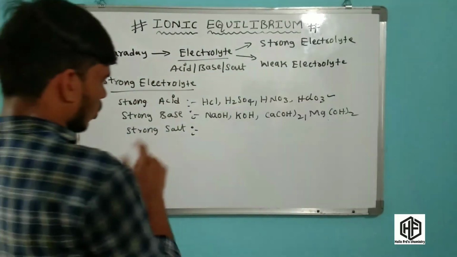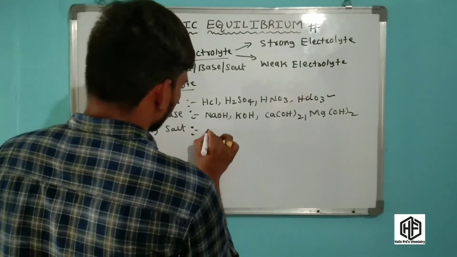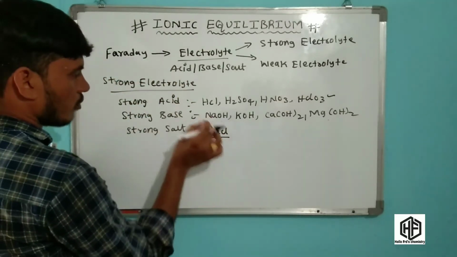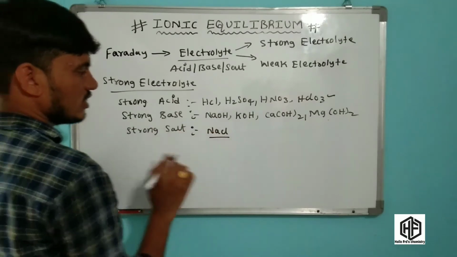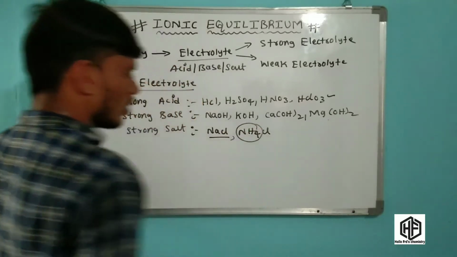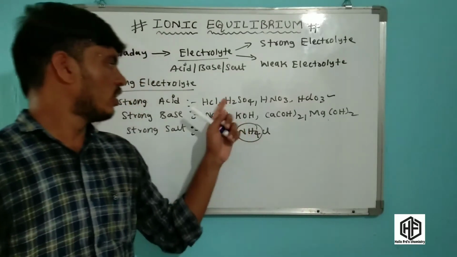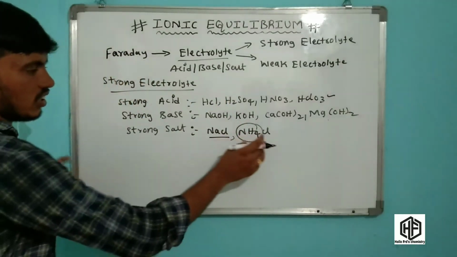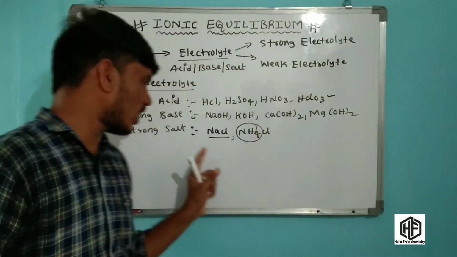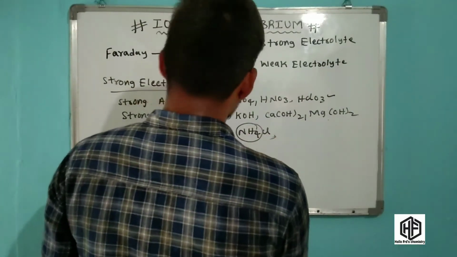Now one more example of a strong electrolyte or strong salt is NaCl. Friends, NaCl is a strong salt because Na is a strong base and Cl is a strong acid. This is a strong salt. And NH4Cl: NH4 is a weak base, but Cl is a strong acid. This is also called a strong salt. If any one is strong, it is also called a strong salt. So NH4Cl is a strong salt.